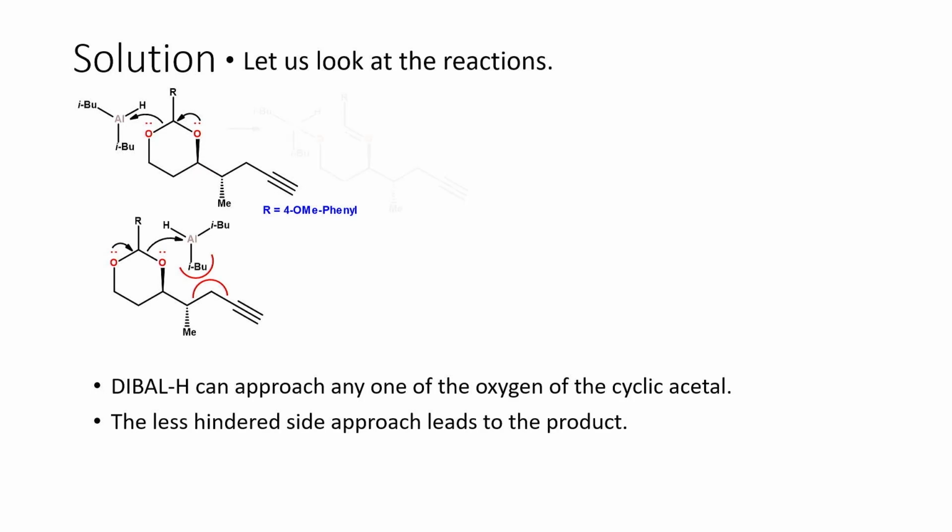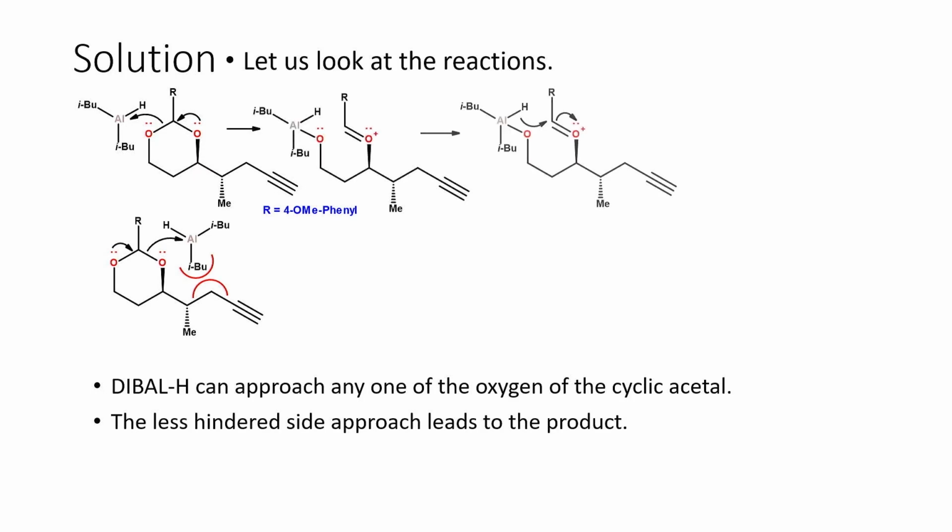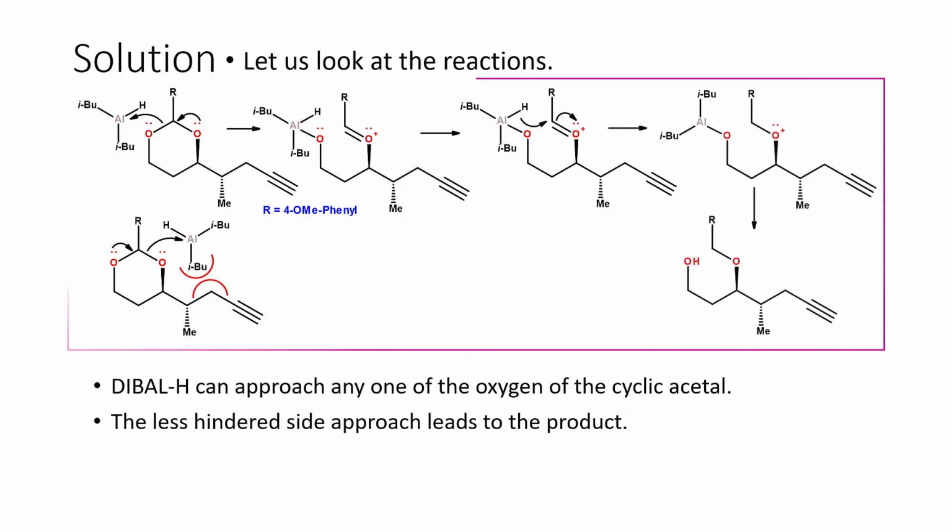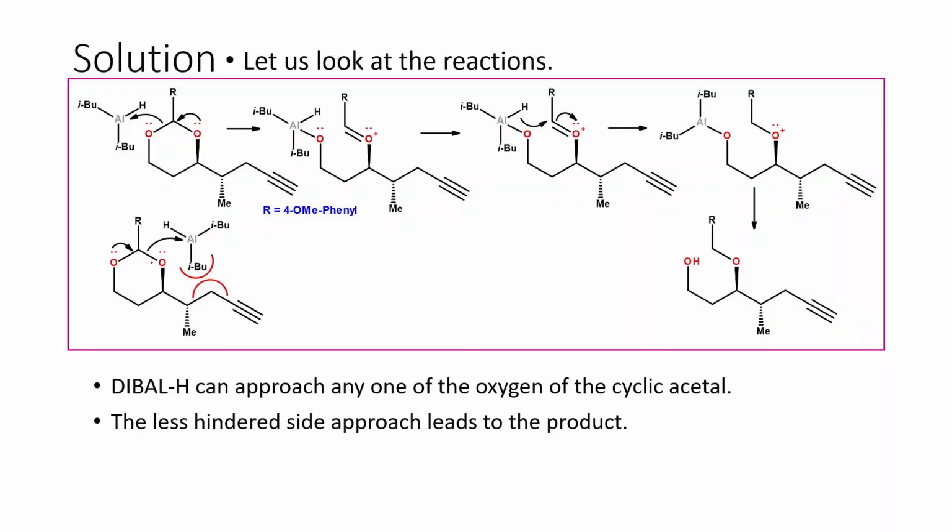So now the next thing we are going to look at is the reaction of the DIBAL-H with the diol. Like the previous case, where we had a methyl group which prevented the approach of the diisobutyl group from the other side, similarly here also we have two types of approach of this DIBAL-H to this particular oxygen, because the DIBAL-H actually opens up this cyclic acetal in this particular case.